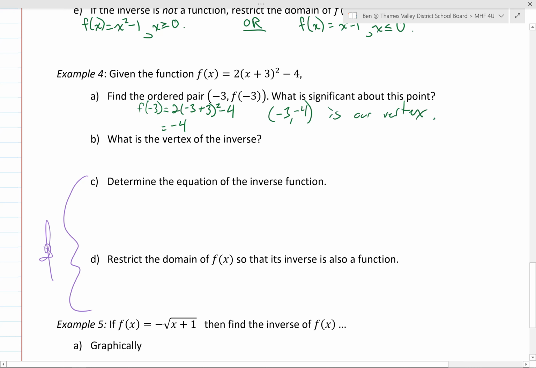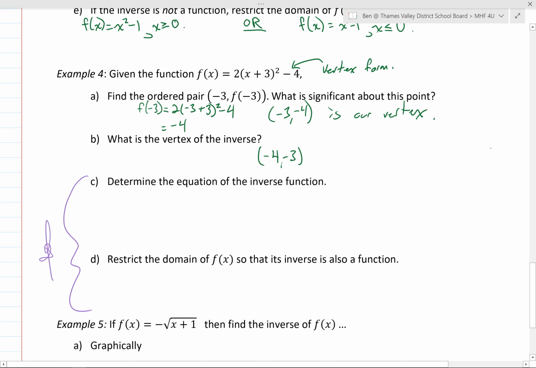Okay? You should be relatively familiar with that from grades 10 and 11. If not, you can recognize that what is now our transformed form is also a quadratic in vertex form. Where negative 3 is our p-value and minus 4 is our q-value, that's our vertex. Now, what's the vertex of the inverse? We would take these coordinates and interchange them. So the vertex of the inverse is simply negative 4, negative 3.